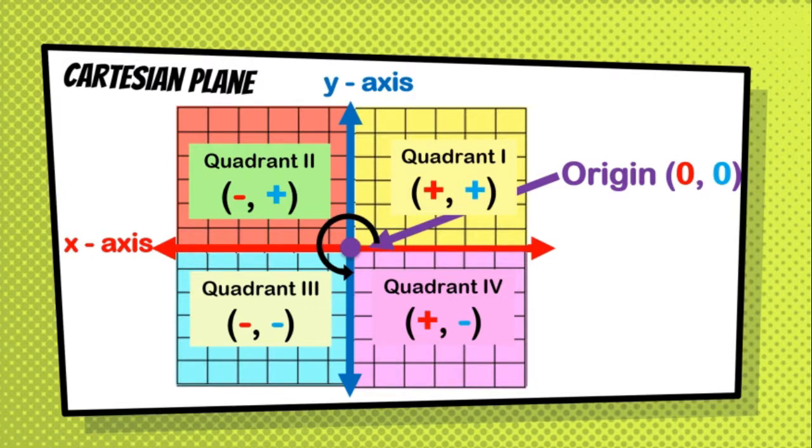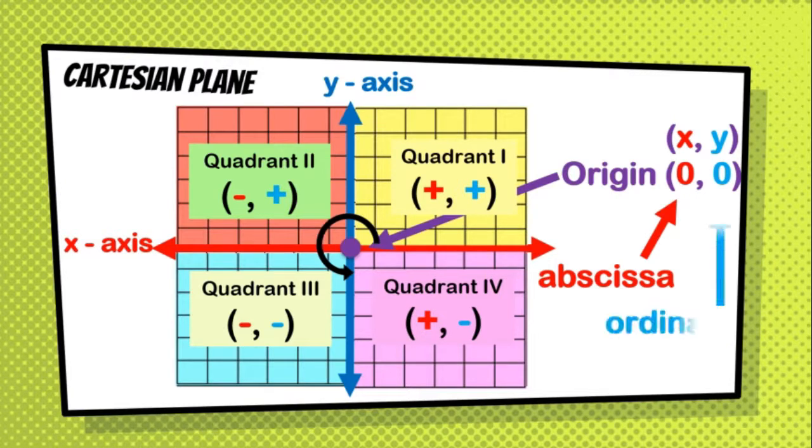Cartesian plane is composed of infinitely many points. Each point is defined by an ordered pair of the form (x, y), just like the origin. The first coordinate of a point is called the x-coordinate or the abscissa. The second coordinate of a point is called the y-coordinate or the ordinate.